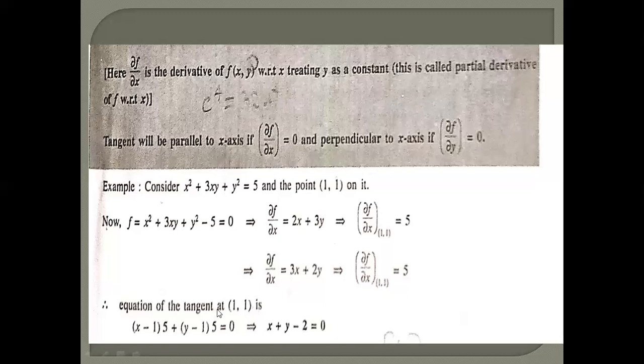Equation of the tangent at (1, 1): if we apply the slope point form, we know the slope, both are the same, 5 only, and (x − 1)·5 + (y − 1)·5 = 0. We'll get x + y − 2 = 0. This is the required equation.